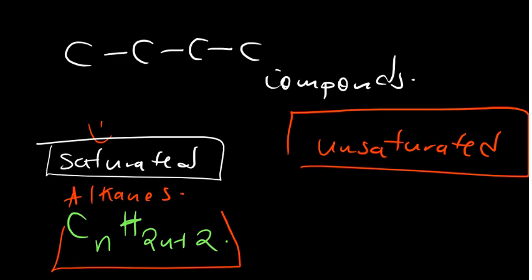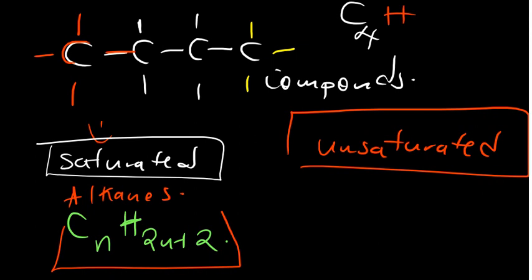This one is already connected to 1 there, so I can add 3 more: 1, 2, 3. Again, this one is connected to 2 already, so I can add 1, 2. Even that one, 1, 2 to make 4. The last one will need 3. So now, how many carbons do we have? We have 4, right? How many hydrogens do we have? 1, 2, 3, 4, 5, 6, 7, 8, 9, 10.